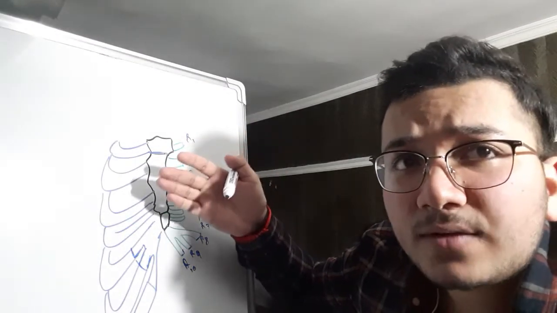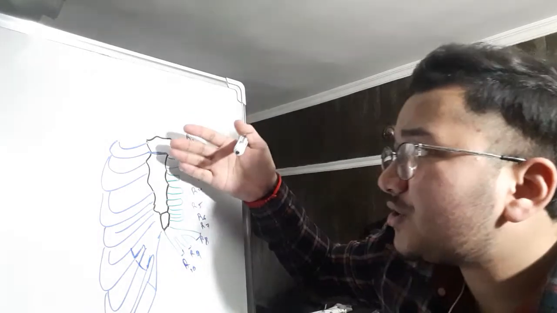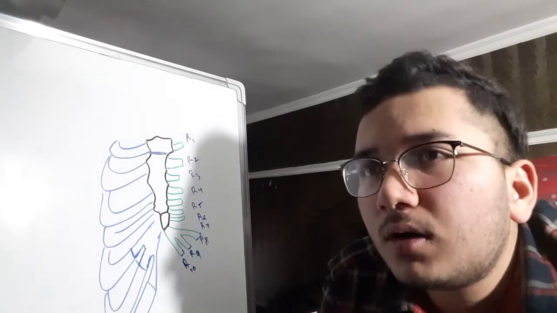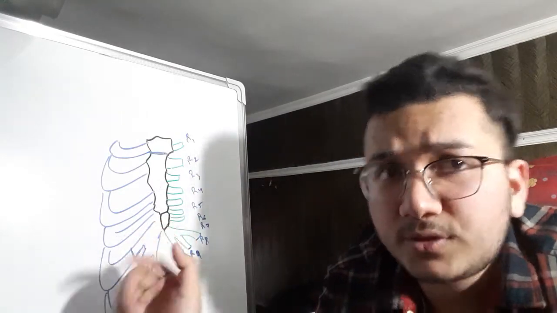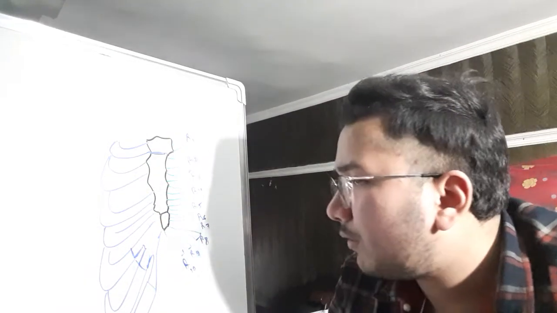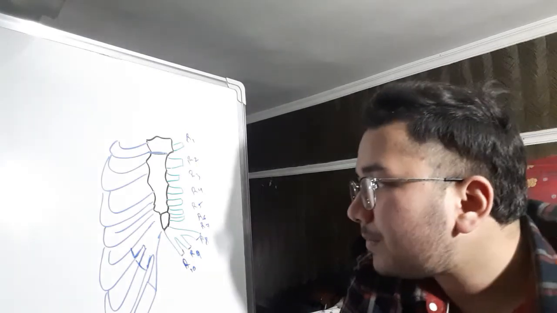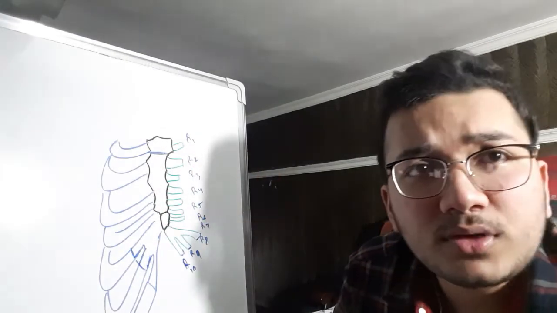What does T2 stand for? The thoracic vertebra number 2. It is just behind that. These angles are important in clinical relations. We'll talk about it later. Today our concern is about the bones. So this is all about our thorax.